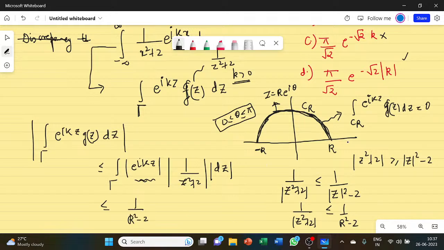And what is mod of dz? Mod of dz is all these elemental lengths being added. So what would these elemental lengths being added on the upper half of the semicircle give you? It will give you simply pi r. And as r tends to infinity, this will go towards 0.